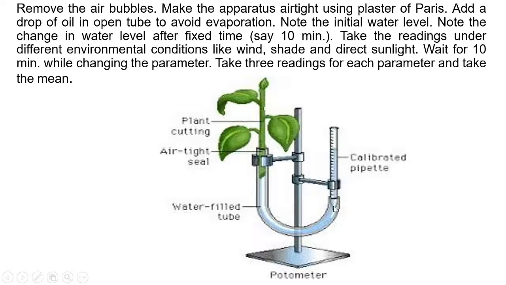This is the pipette, this is the rubber tube, and this is the open end. A rubber cork is there, and the plant body is fixed in the rubber cork and made airtight with plaster of Paris. And at this point, we have to add 1 drop of oil to avoid evaporation from the open side.